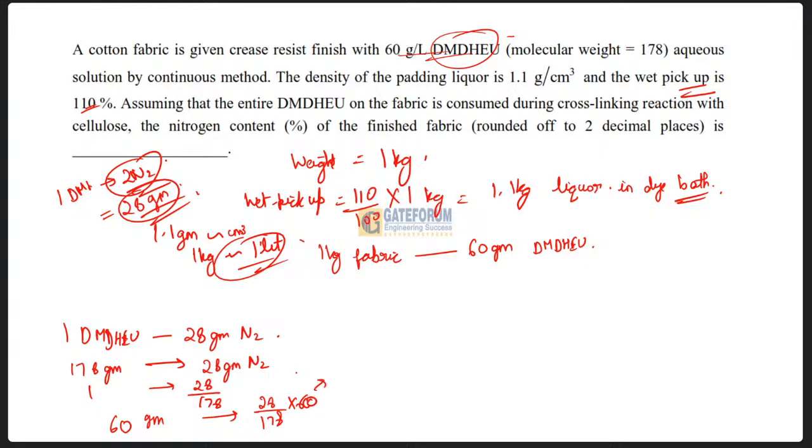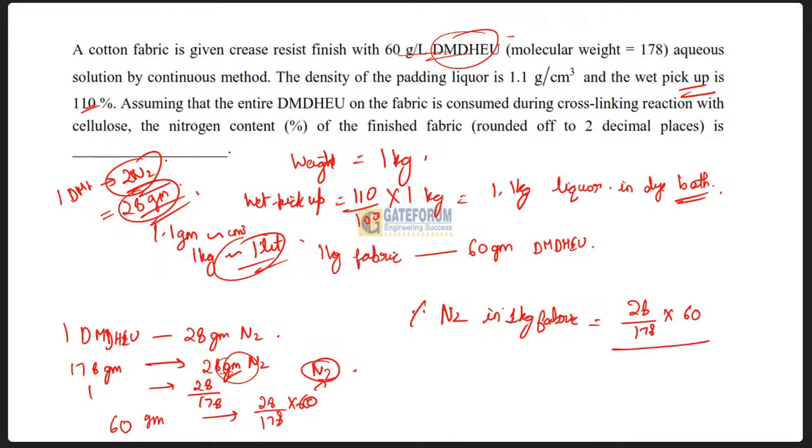Into 60 would be present. So this is the nitrogen, and you need to find the percentage of nitrogen in 1 kg fabric. So whenever you need to find this, it is the nitrogen content upon the fabric weight. We are considering it in gram. So this is gram: 28 upon 178 into 60 gram nitrogen is present, and with respect to the fabric we need to find.